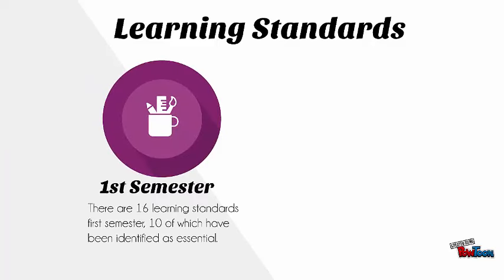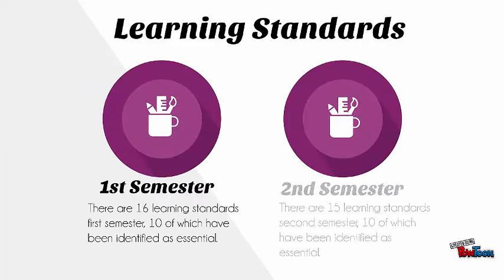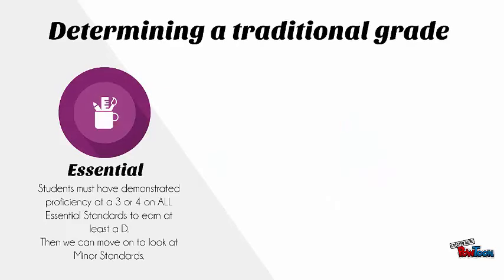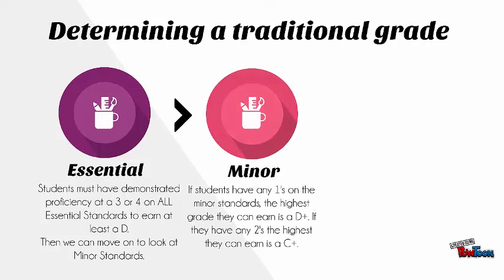During first semester, there are 16 learning standards, 10 of which have been identified as essential. During second semester, there are 15 learning standards, 10 are essential. How do we determine a final grade? First, we look at your essential standard marks. Students must demonstrate proficiency at a 3 or a 4 on all of these to earn at least a D.